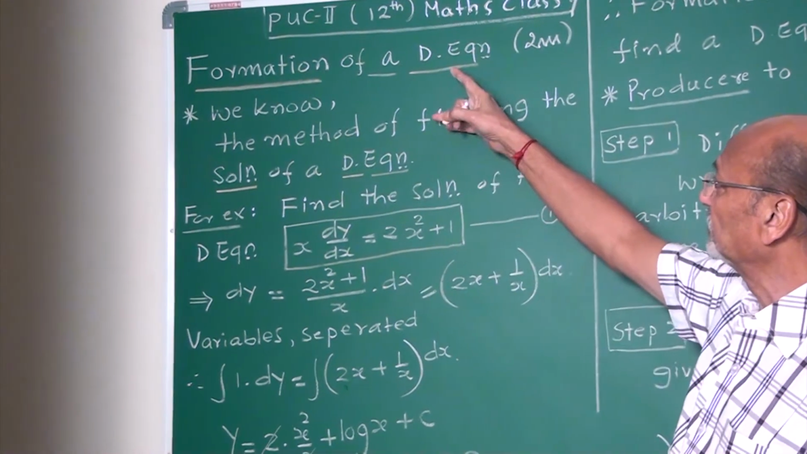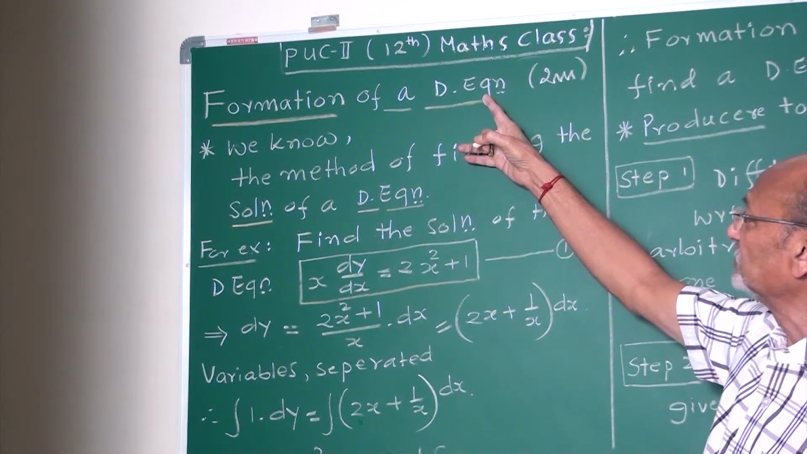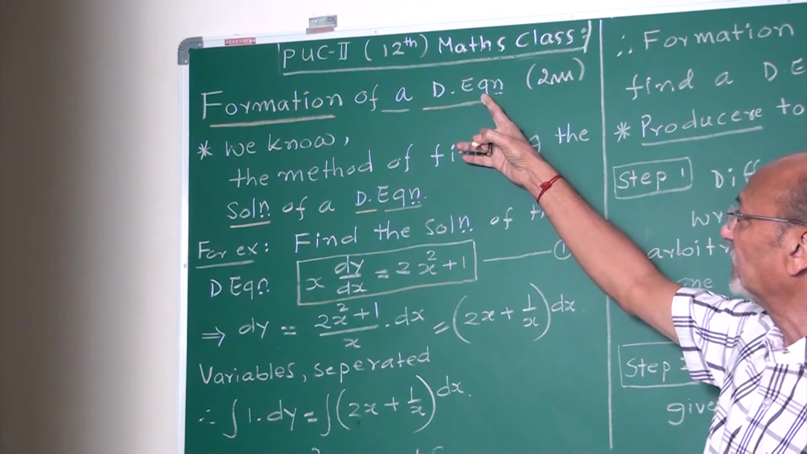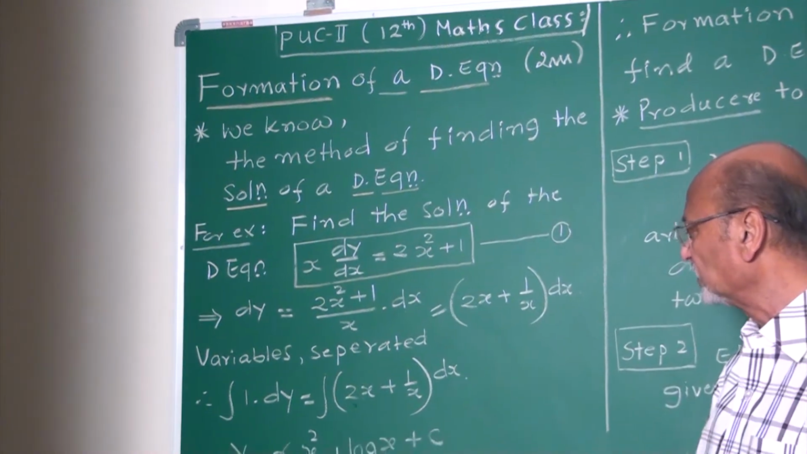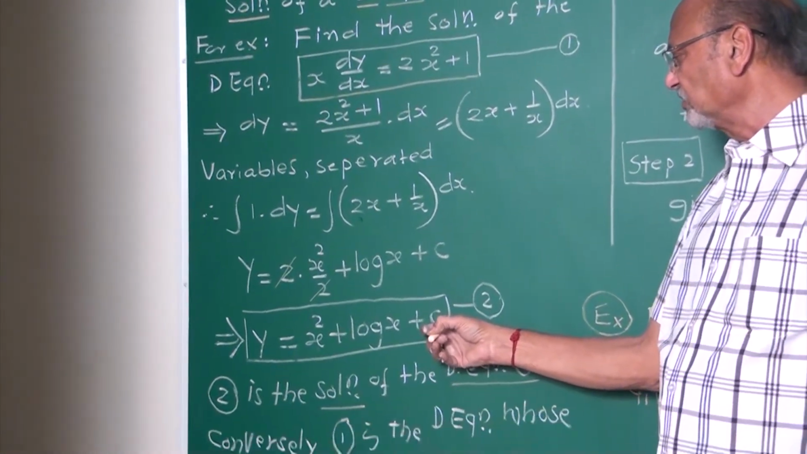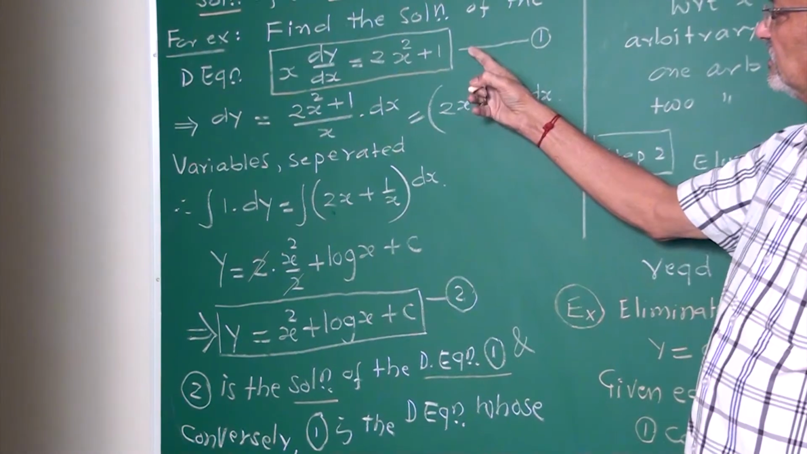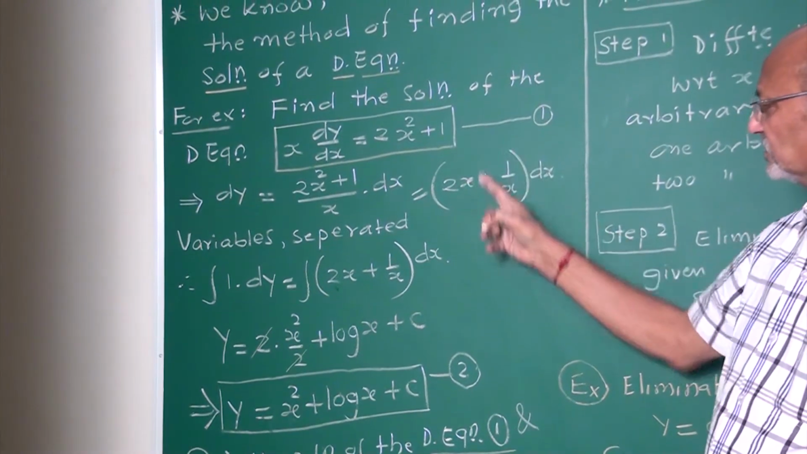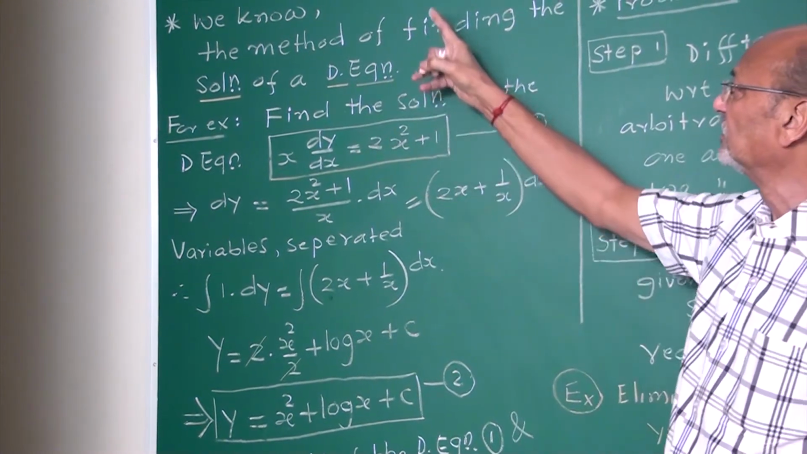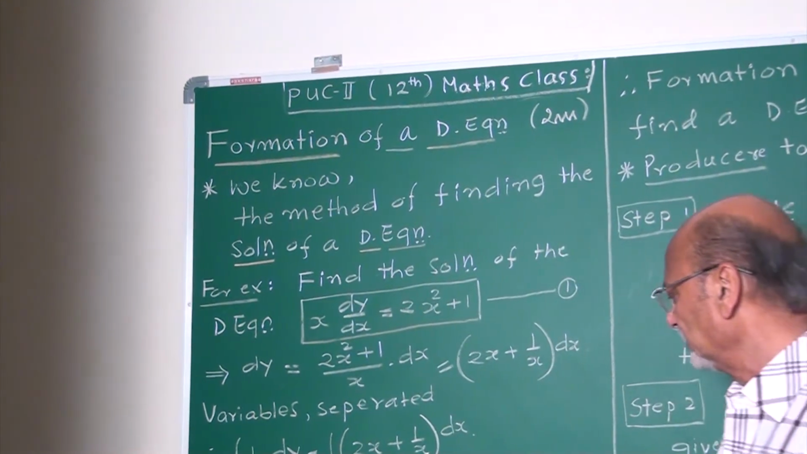What you want here is the formation of a differential equation. We want to find a differential equation. What is a differential equation? It is an equation that contains derivatives. Then what do they give? They give the solution. Now it is a reverse process, ulta. They give the solution of a differential equation, and with the help of the solution, the method of finding the differential equation is nothing but formation of a differential equation.